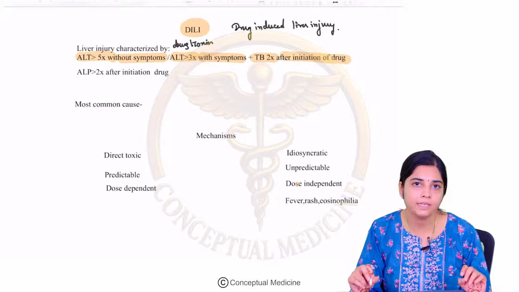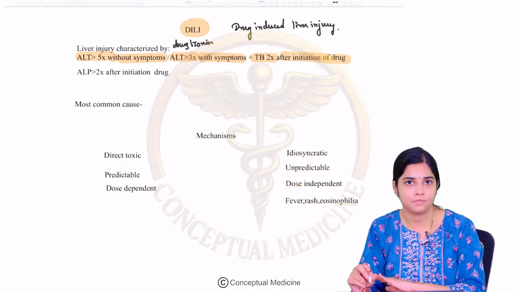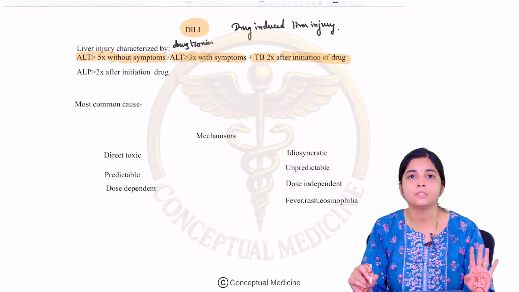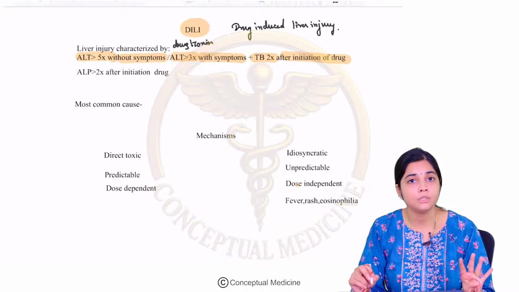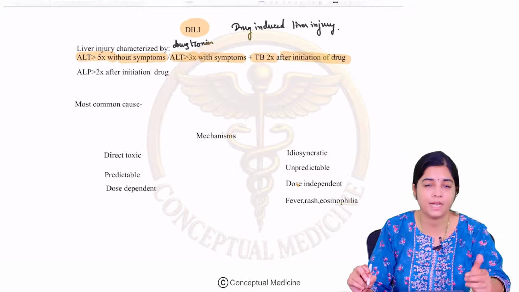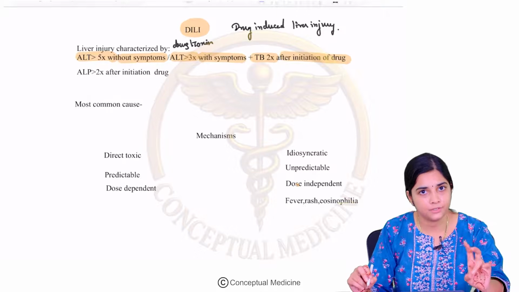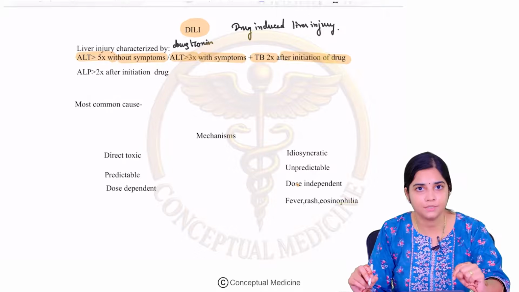Biochemically, how do you define it? ALT elevation more than 5 times without symptoms, right? Asymptomatic ALT elevation more than 5 times, or symptomatic ALT elevation more than 3 times along with total bilirubin levels more than 2 times. Isolated total bilirubin is not considered to be DILI. Okay, there should be evidence of hepatocellular damage.